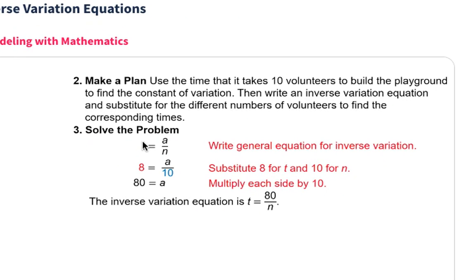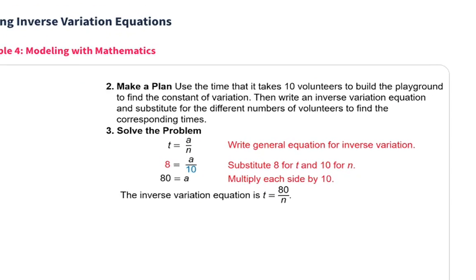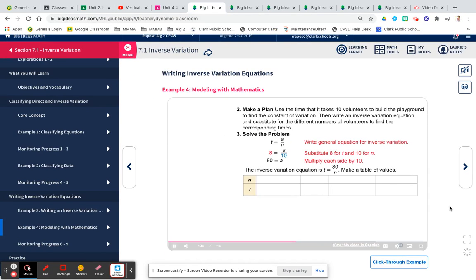In this problem, they used t and n instead of x and y because it referred to what they were using in the problem a little bit better. And so we're going to plug in the numbers 8 and 10. And we're going to solve just like we did the previous example. You're going to multiply both sides by 10, and you're going to get a is 80. So our inverse equation is going to be t equals 80 over n. Now we're going to use that equation in order to find the rest of the answers. Make a table of values.